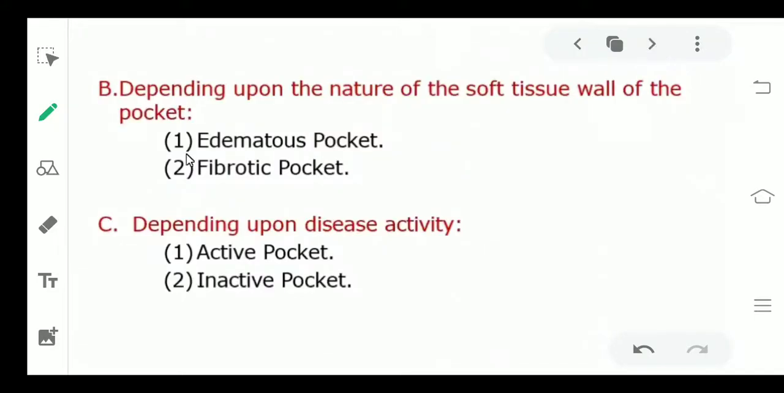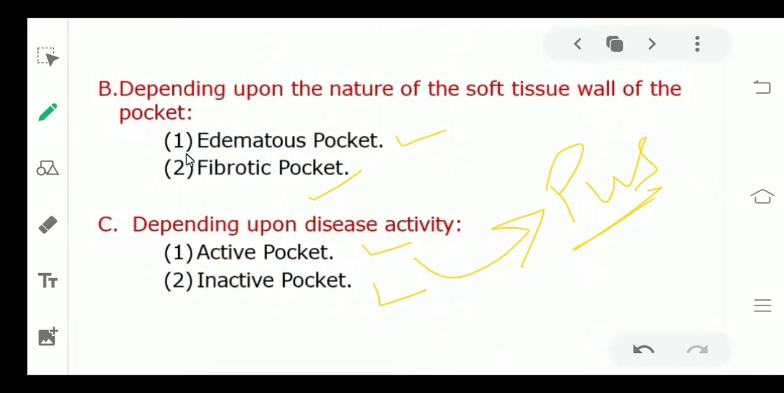Another classification is based on the nature of the soft tissue wall. Either it can be edematous if it has any kind of edema inside it. If it is fibrotic or fibrous, then it will be a fibrotic pocket. Depending upon the disease activity, either it is active or inactive, very easily appreciated. If it is an active pocket, there will always be pus oozing out.